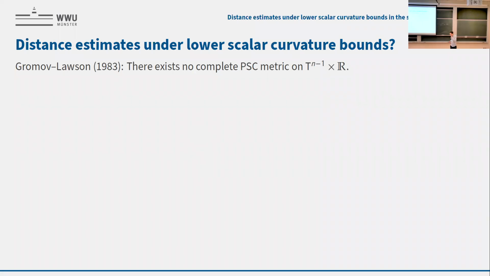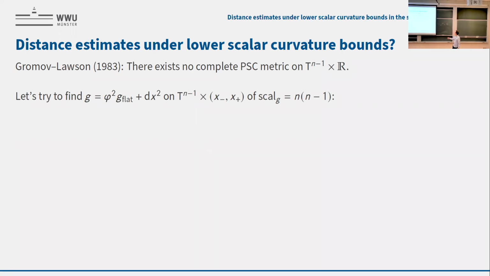To see what kind of distance estimate you might get, you can take the opposite point of view and try to find a positive scalar curvature metric on this manifold. I guess we already know that we cannot do it, but let's try it anyway and see what fails. The simplest way of constructing some sort of metric here beyond the product metric would be to take a warped product. Then we can, let's say, put the standard flat metric on the torus and then put a warped product metric here, where we just use some sort of warping function on the metric on the torus.